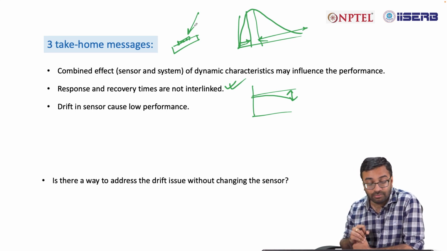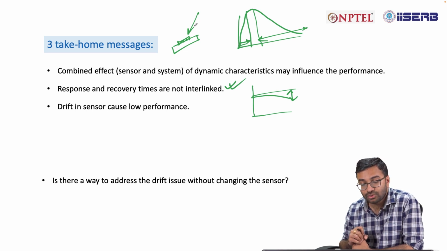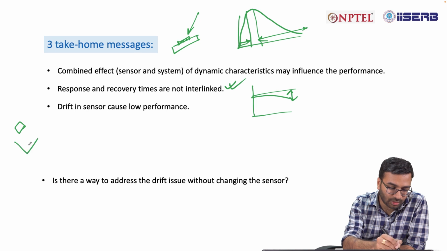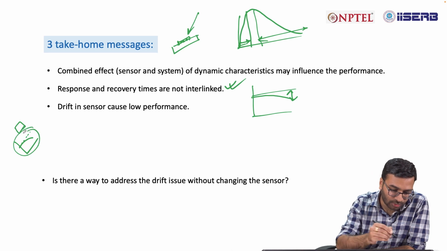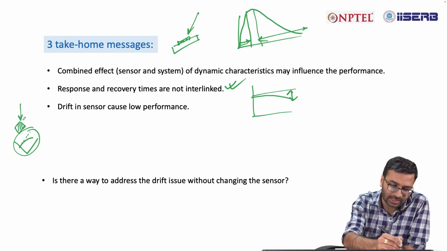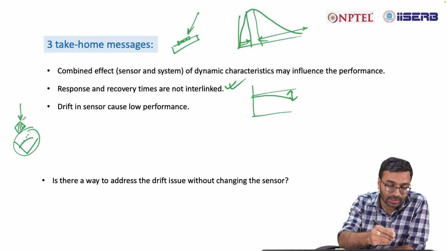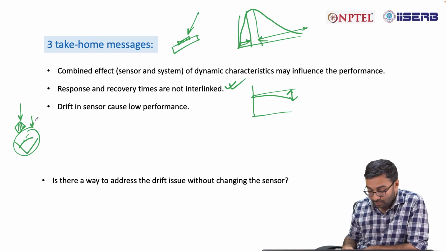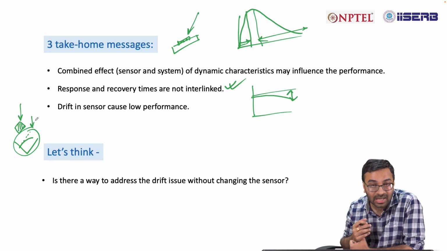Now I have a question: is there a way to address the drift issue without changing the sensor? For example, say you have a temperature sensor which is showing some sort of drift with respect to time. So can we address this drift issue without changing the sensor? We want to use the same sensor, and at the same time we want to get rid of the drift, or we want to work around the drift. Is it possible? Let's think. To some extent probably I have answered during this lecture, but I leave it to you to think whether it is possible or not.